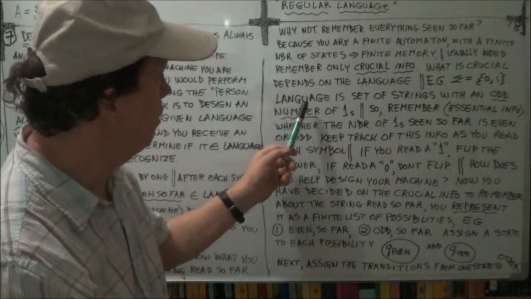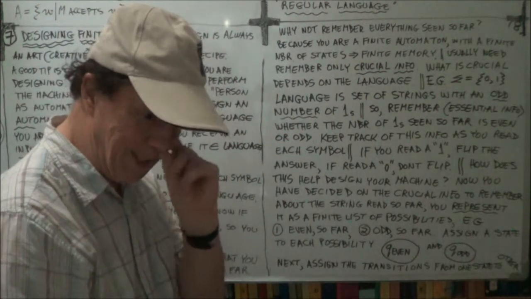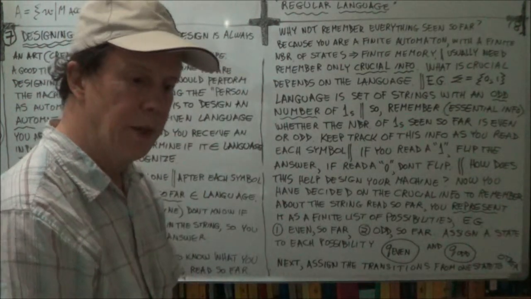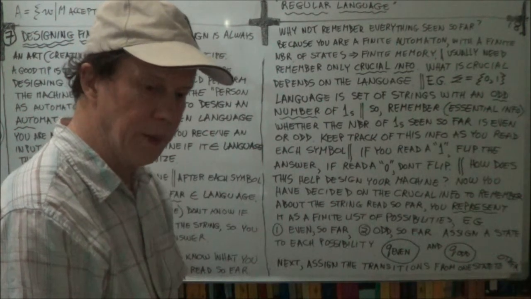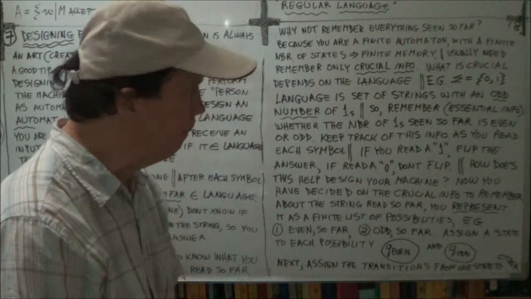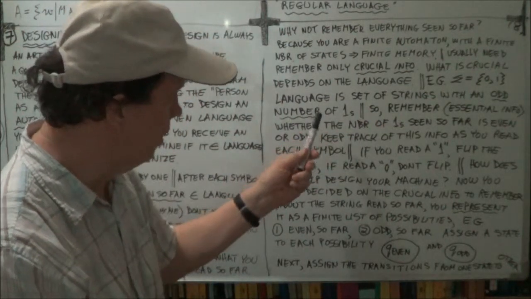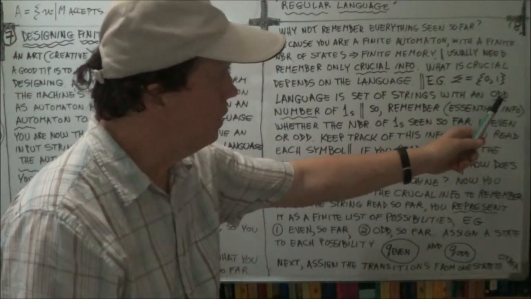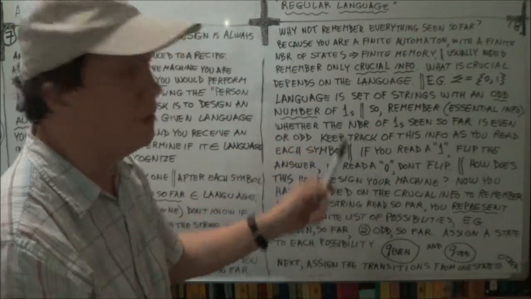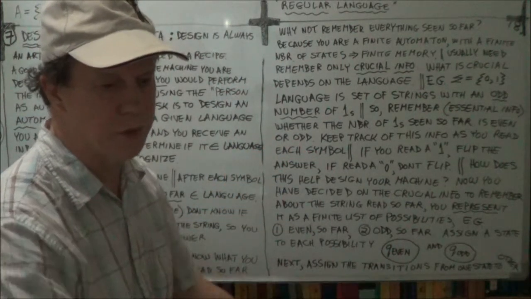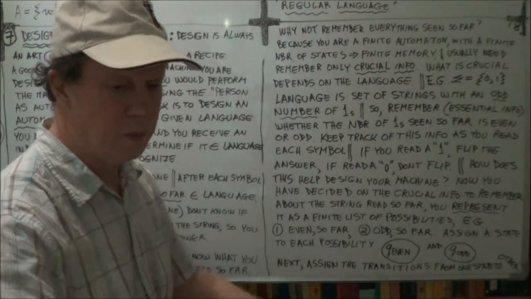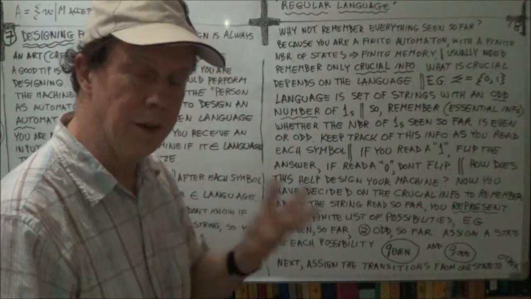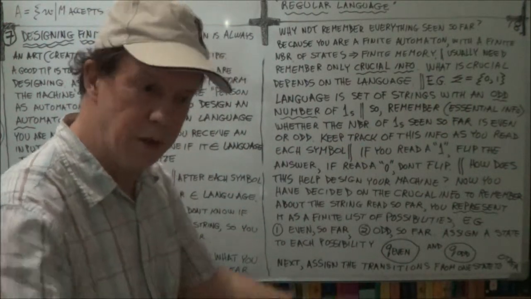Okay, and the language, remember, a language is just the set of all strings that are accepted by the automaton. Now these strings, in this case, what are they? They're binary strings, because that's your alphabet. These strings all have an odd number of ones. Your language now is infinite, right? Because you could have infinitely.